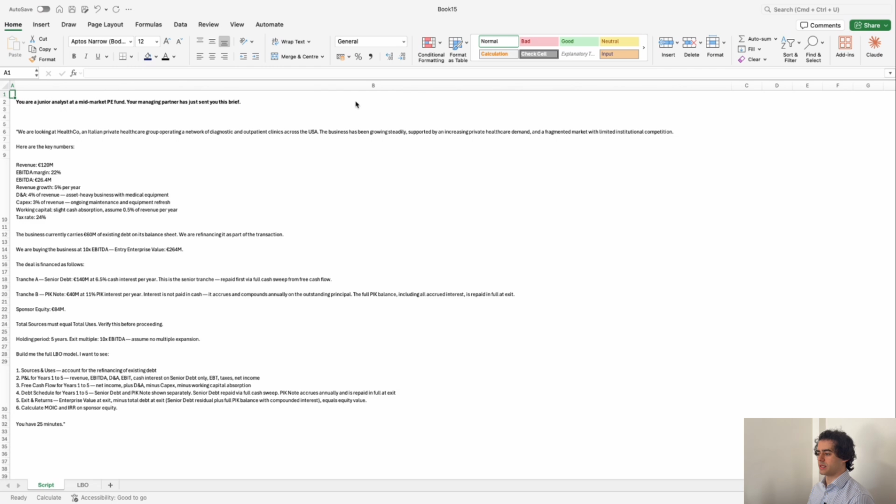rate of 24%. Now the business currently carries 60 million euros of existing debt, and we are refinancing it as part of the transaction. We are buying the business at 10x EBITDA, so an entry enterprise value of 264 million. We will check it later. The deal is financed as follows. Tranche A, senior debt of 140 million euros at 6.5% cash interest per year, and this is the senior tranche.